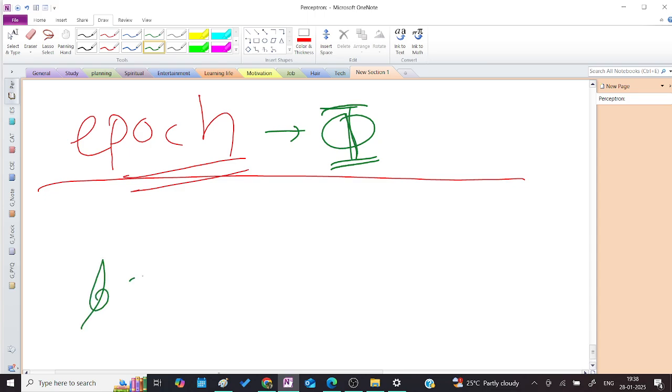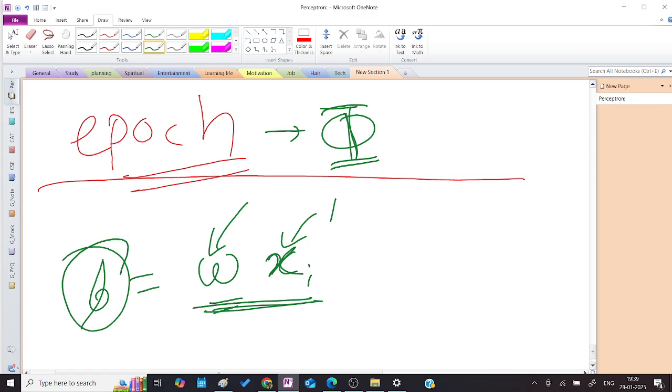For bias, what do we do? We assume that its weight is variable, will be changing, and its input intensity is 1. This is just an assumption.